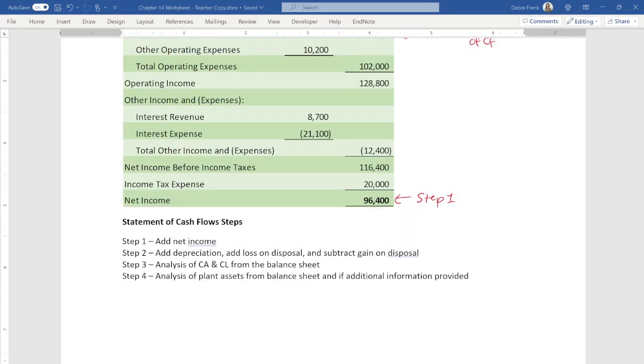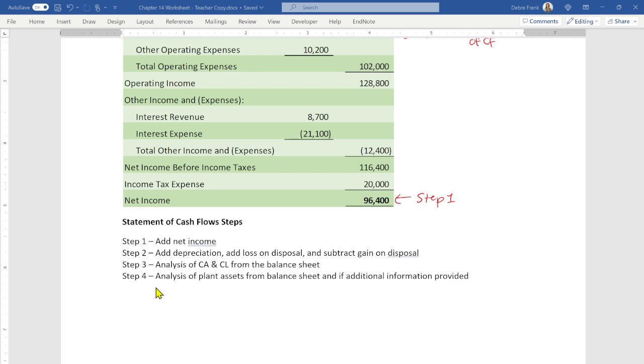Okay, part two of the statement of cash flows. Here we are with investing activities. So this should be a shorter video, but it's got some tricky components. Let's go ahead and start with our step four. That would be where we're at in this video. We already did step one through three in the previous video. So step four, that's an analysis of the plant asset from the balance sheet and if additional information is provided.